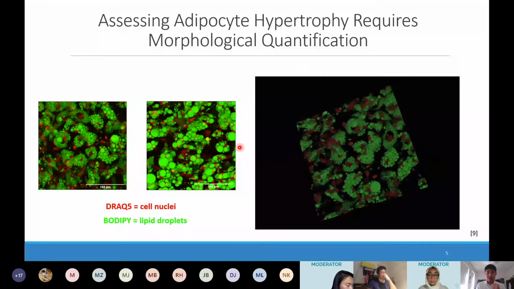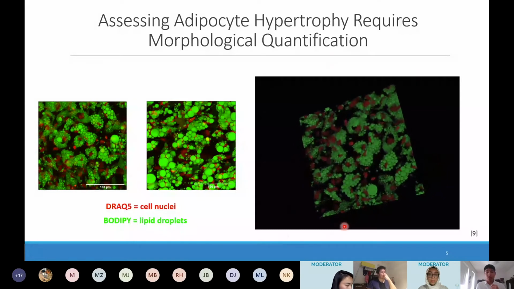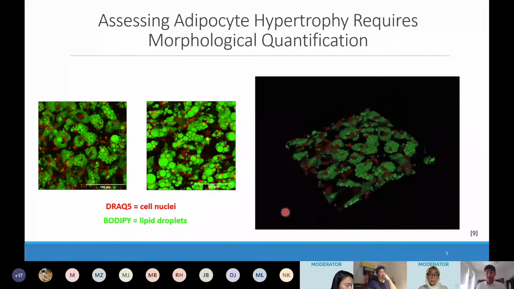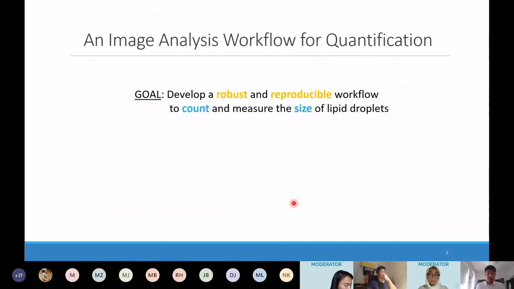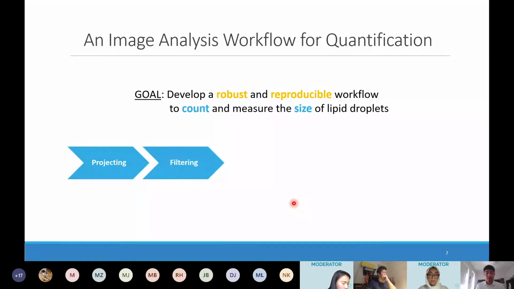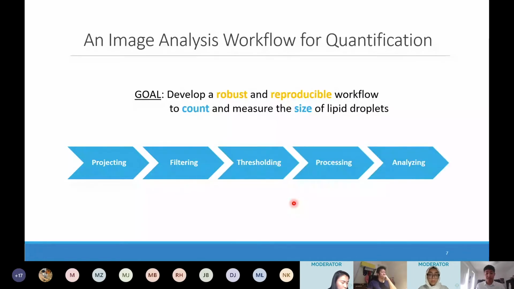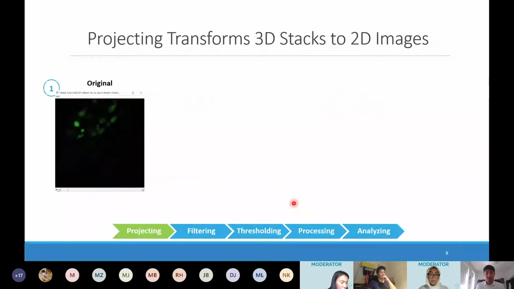Like you may have noticed, the abundance of lipid droplets poses a challenge for us to quantify and measure the size of these lipid droplets. Therefore, our goal in this research is to develop a robust and reproducible workflow to count and measure the size of lipid droplets in order to validate our 3D in vitro obesity model. We use the Fiji imaging software following a workflow of projecting, filtering, thresholding, processing, and analyzing, which I'll get into the details of each.